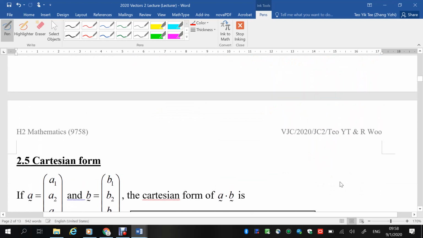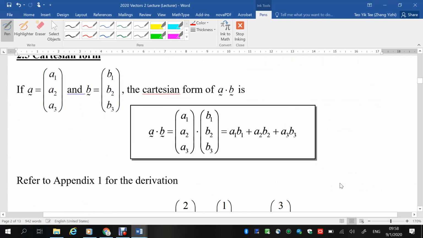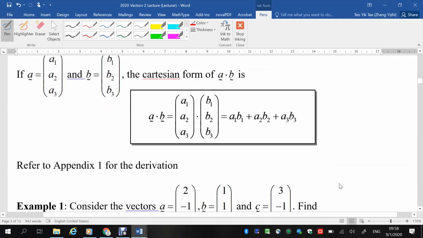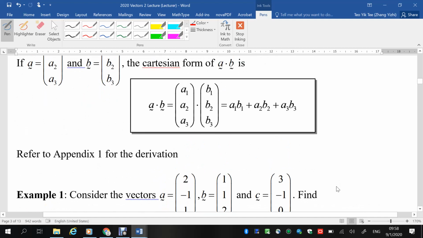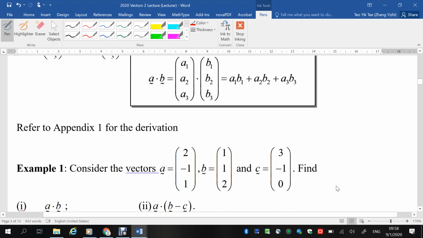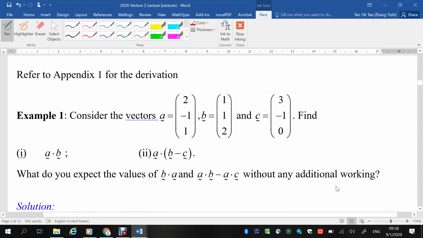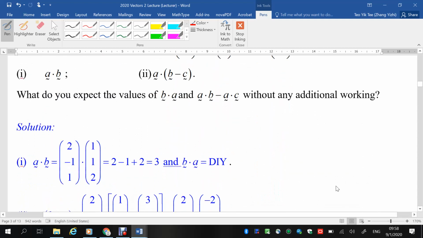So I have told you all the theory already, now how to do things numerically. Same thing, there is a formula down here for you. It looks difficult, so let's look at a numerical example. Look at example 1 straight away. In part A, I ask you to do A dot B. Remember, vector dot vector.